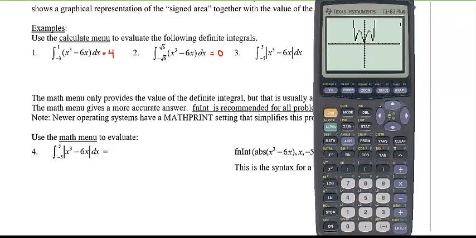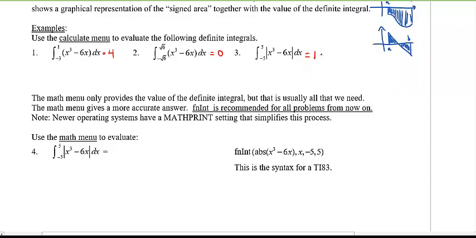Notice that, yes, everything is now above the x-axis. And now, similarly, we'll go to calculate number 7, and I'll choose my lower limit of negative 5. I'll choose my upper limit of 5, press enter. Wait. Oh, here it comes. Whoa! Wow, 198.501. 3 decimal places for the AP exam, remember that.